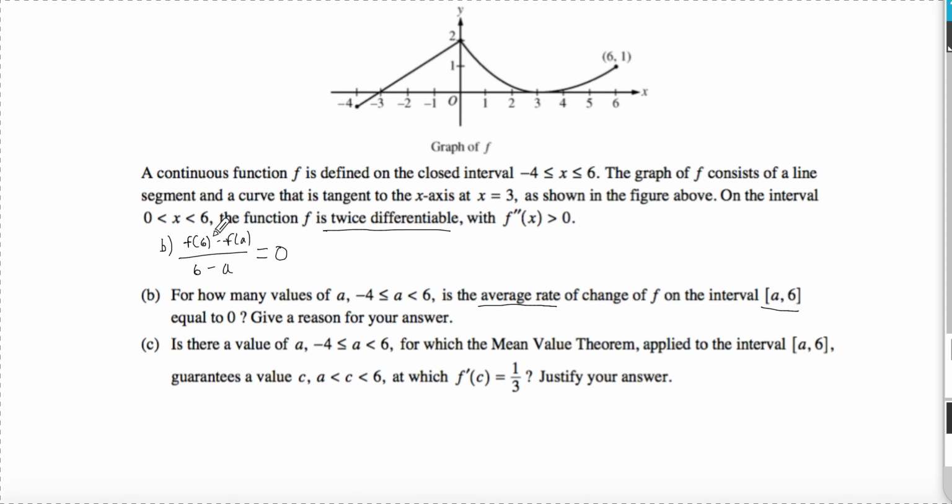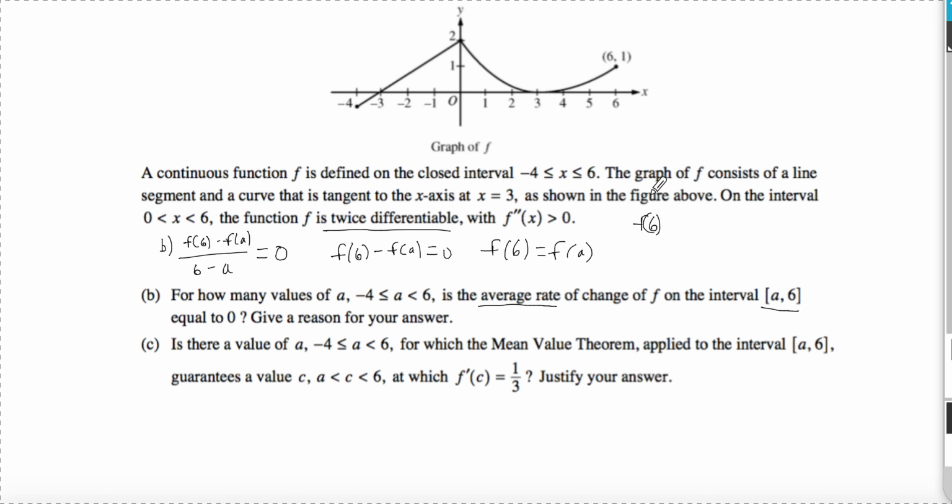Well, if I think for a second, what's it going to take to make this average rate of change equal to 0? The only thing that will make this equal to 0 is if f of 6 minus f of a equals 0, right? That the numerator is 0. What does that mean for us? Well, that means that f of 6 would have to equal f of a. So let me go to my graph. What is f of 6?